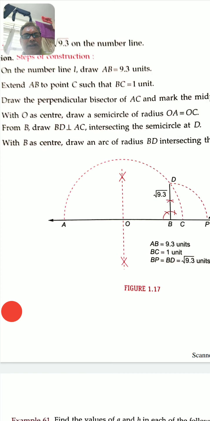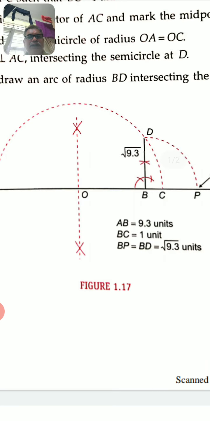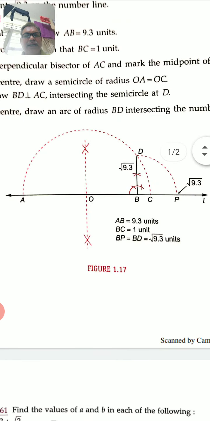By drawing AB equal to 9.3, extend AB to C such that BC is equal to 1 unit. You can see here this BC is 1 unit distance. So now you got 3 points on the number line, A, B and C. Now AC is equal to 9.3 plus 1, that means 10.3. So taking AC as a diameter, draw a semicircle.